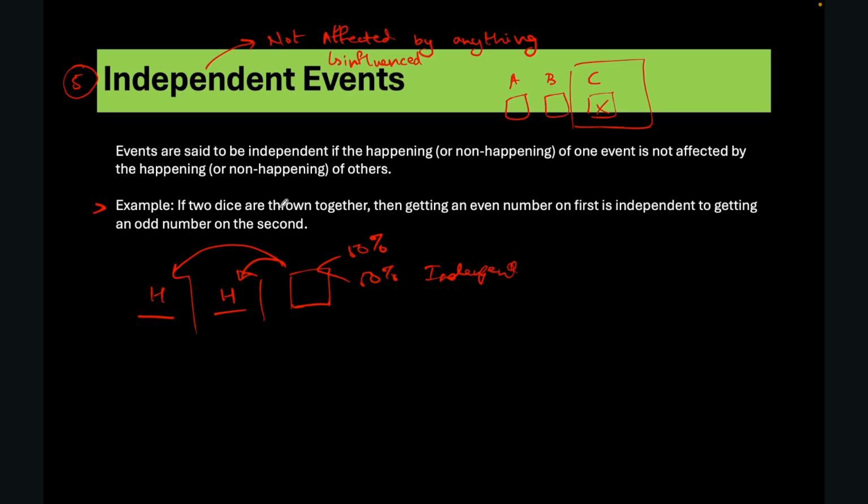Okay, let's look at this example. If 2 dice are thrown together, then getting an even number on the first is independent of getting an odd number on the second. Well, think about it. I have 2 dice, like this, and another one here.